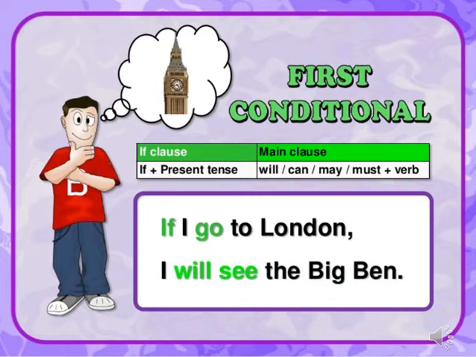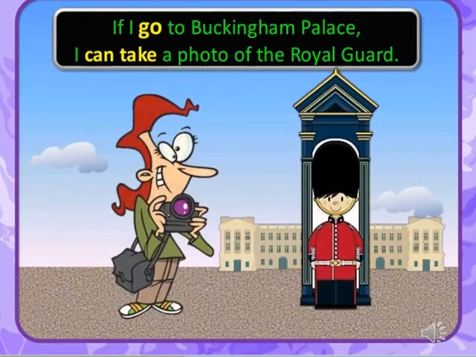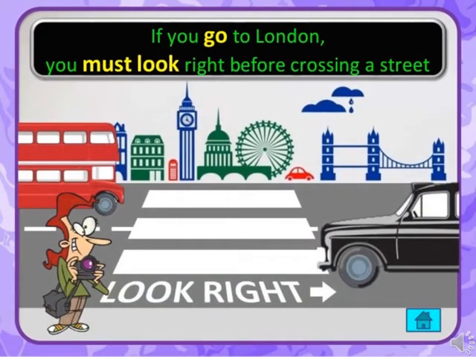First conditional, we have the if clause, if plus present. The main clause, it can be will, can, may, must, plus verb. Okay. If I go to London, I will see the Big Ben. If I go to Buckingham Palace, I can take a photo of the royal guard. If you go to London, you must look right before crossing a street.